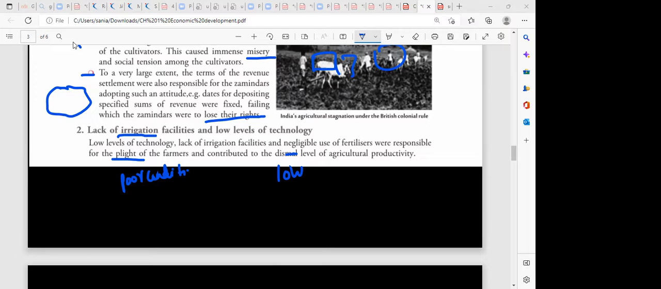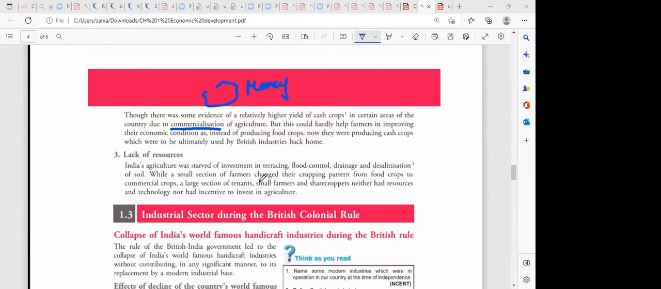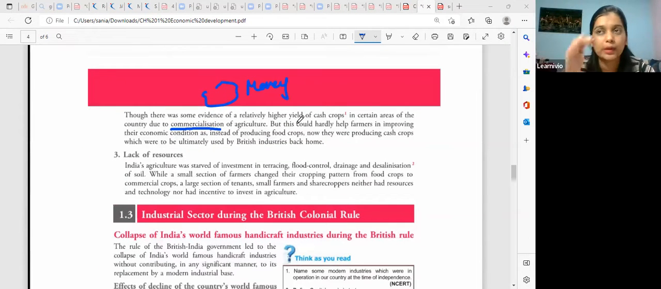Done, ma'am. Done. Now, second point. First point, you all know that because of this, there was low agricultural production, right? Now, what did the Britishers do? Britishers asked Indians to produce.